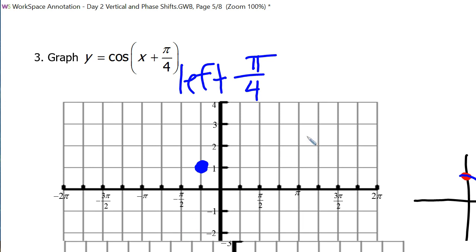And let me just put in some values. Right here, halfway, or actually, what is the entire cycle or period length for cosine? 2 pi. So halfway would be pi. And this value right here, what's the x value here? This is halfway to pi, so that would be pi over 2, and over here would be 3 pi over 2. So for pi over 2, that is normally on the x-axis. But if I move it to the left pi over 4 units, where would it be?